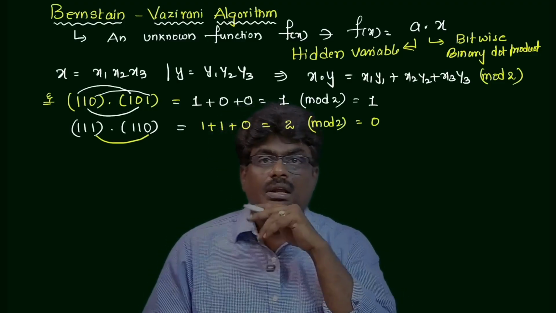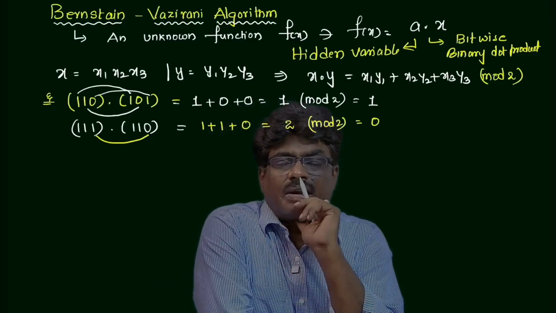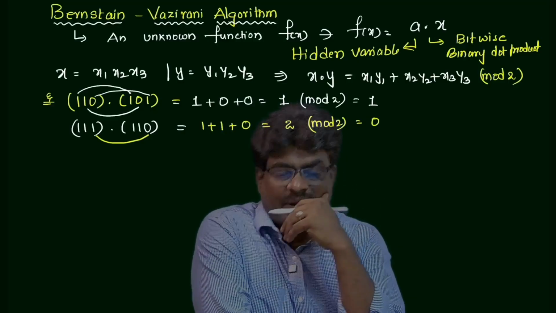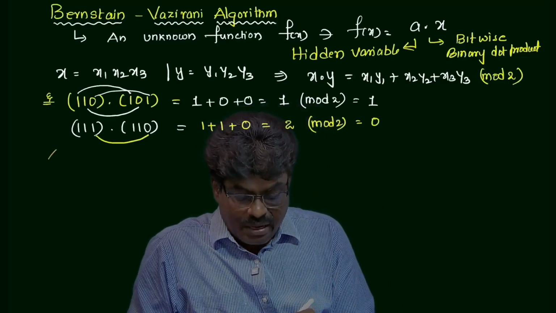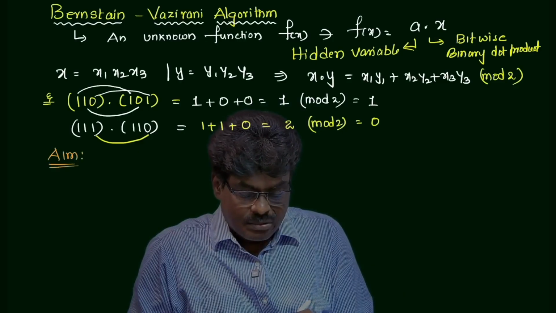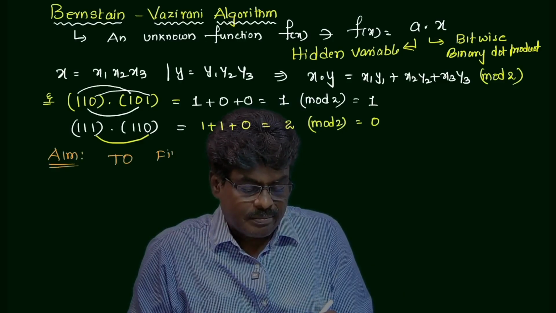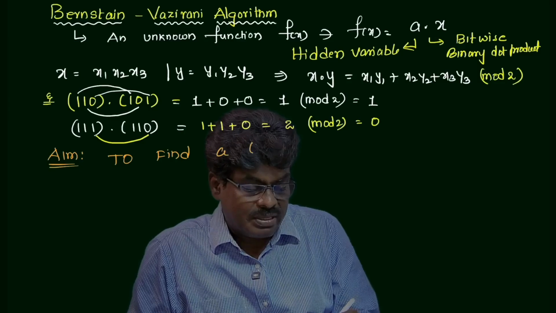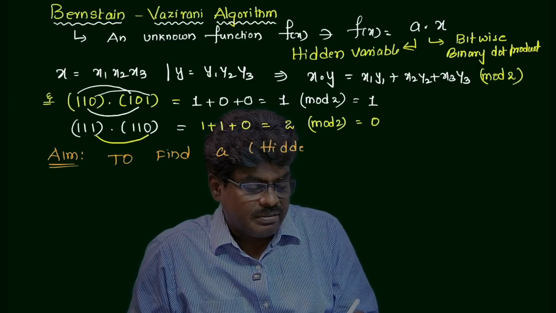Now again, okay, come back. Here what we are finding, what is our aim? Here our aim is to find a. So what is a here? Hidden variable.